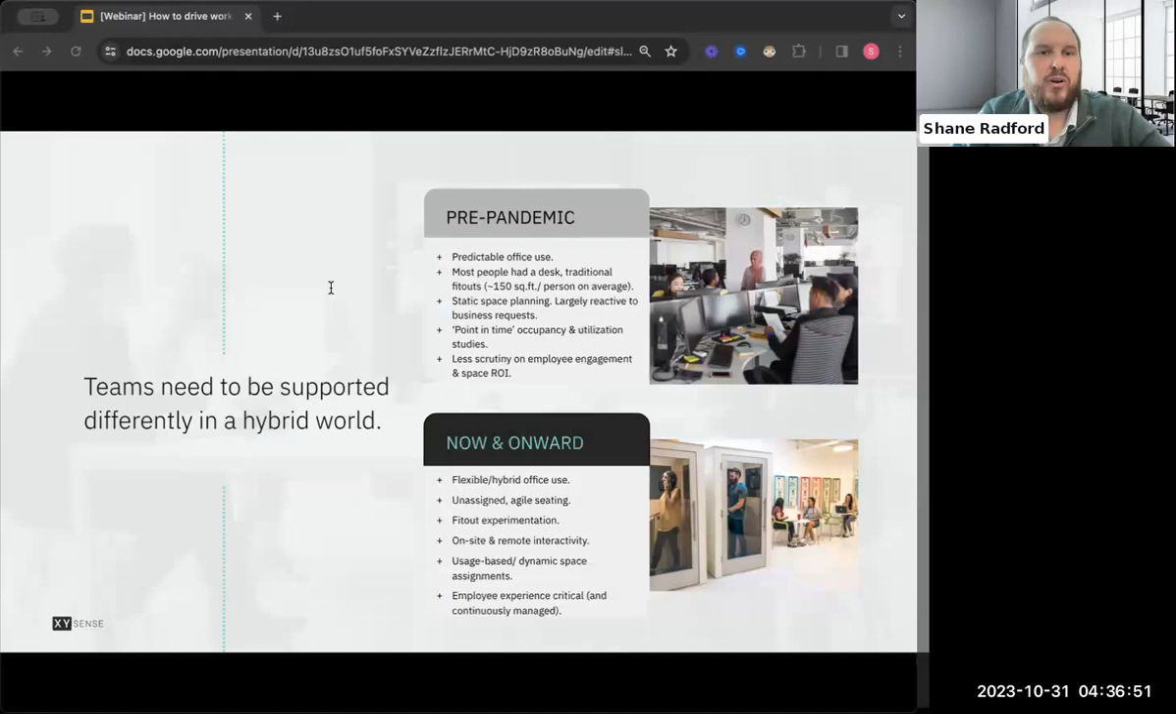What we're seeing in the market around the world is that teams need to be supported differently post-pandemic because the ways that we work today are different. The vast majority of our customers have adopted unassigned seating, flexible office use, fit-out experimentation, dynamic space assignments, and a focus on maximizing the employee experience when they are in the office. More now than ever, it's important to reduce friction for employees when they're coming into the office.